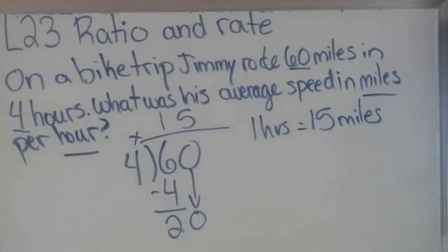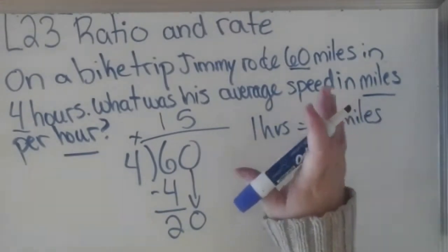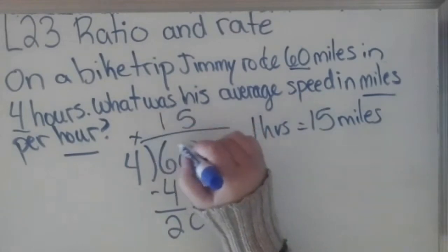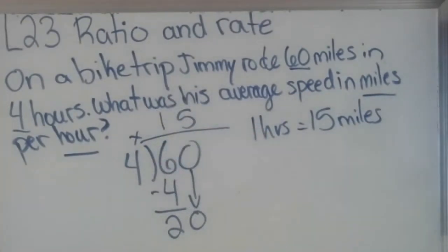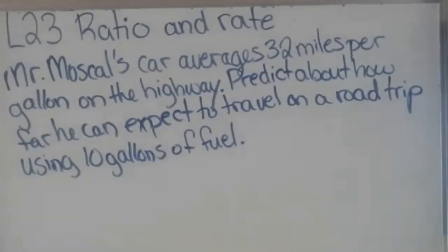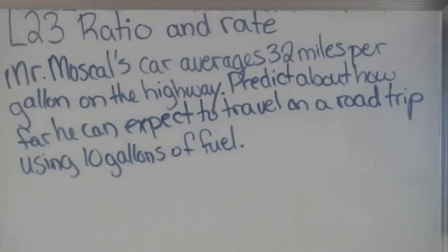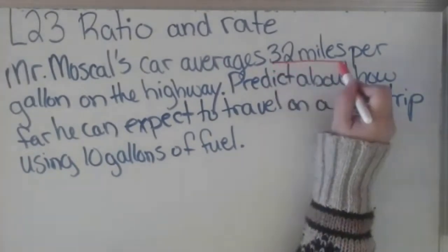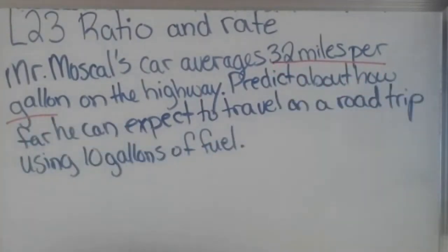Okay, that is question 1. I've taken my miles and my hours, I divided them to get the individual hour, and I have over here the individual hour is 15 miles in that 1 hour. So let's read this question. Mr. Moscow's car averages 32 miles per gallon.